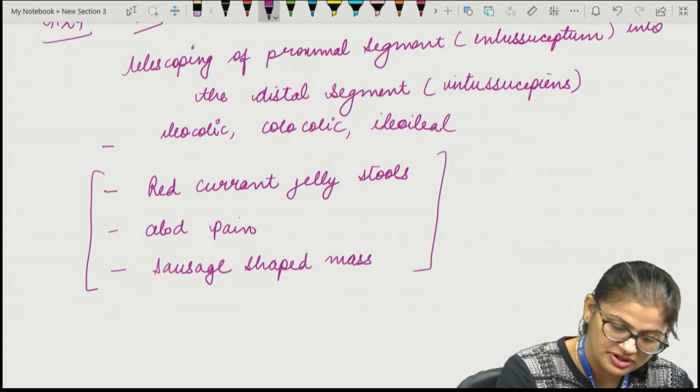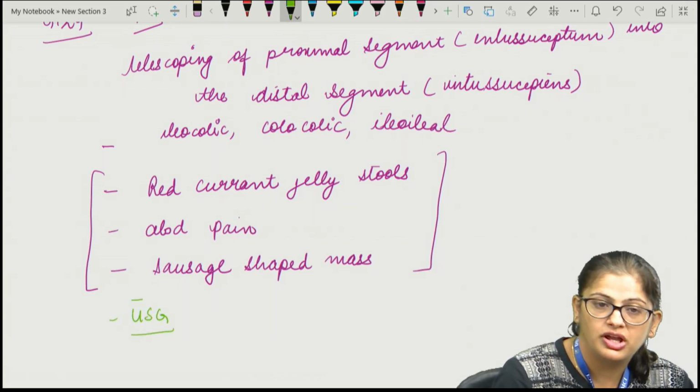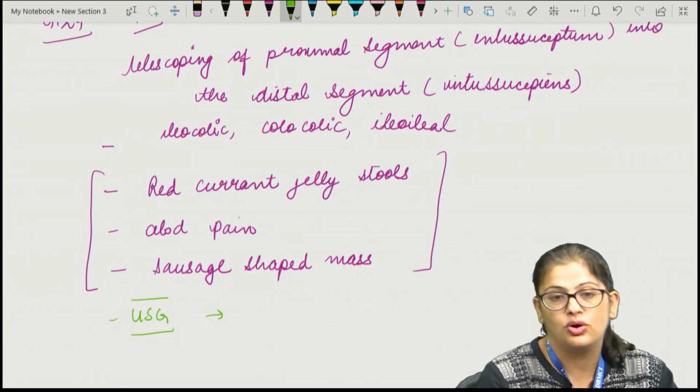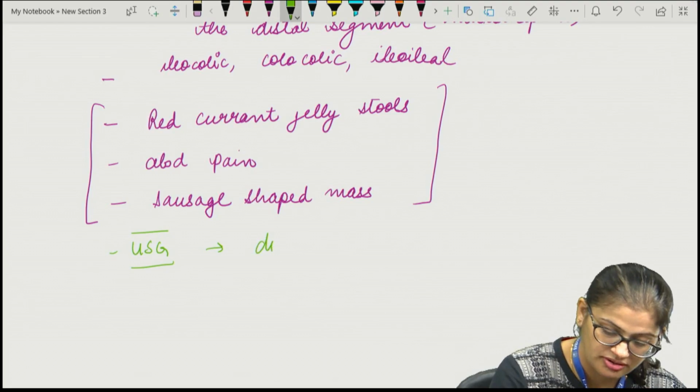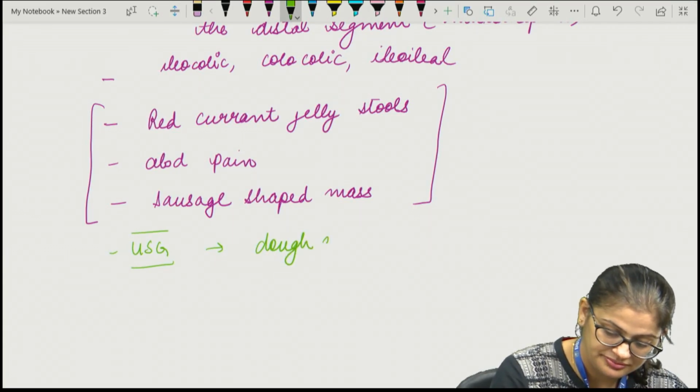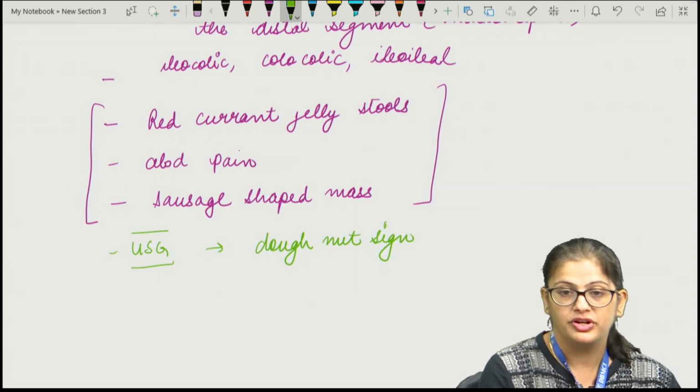And ultrasound would be a good non-invasive way of diagnosing, and the characteristic or the diagnostic sign that can be seen on an ultrasound is the donut sign, which if present can help you to make a diagnosis of intussusception.